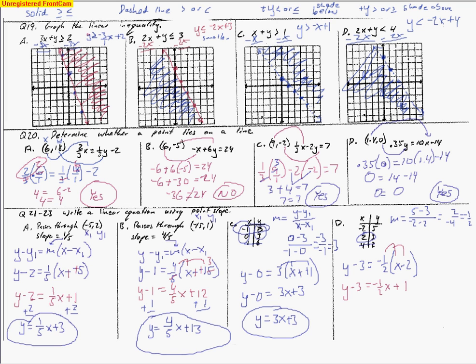So last step there, it's just a matter of adding that 3 to both sides. So add the 3 to the left, to the right, you get y equals negative 1/2 x plus 4. That would be our answer. So those are the problems that you'll see for 19 through 23.